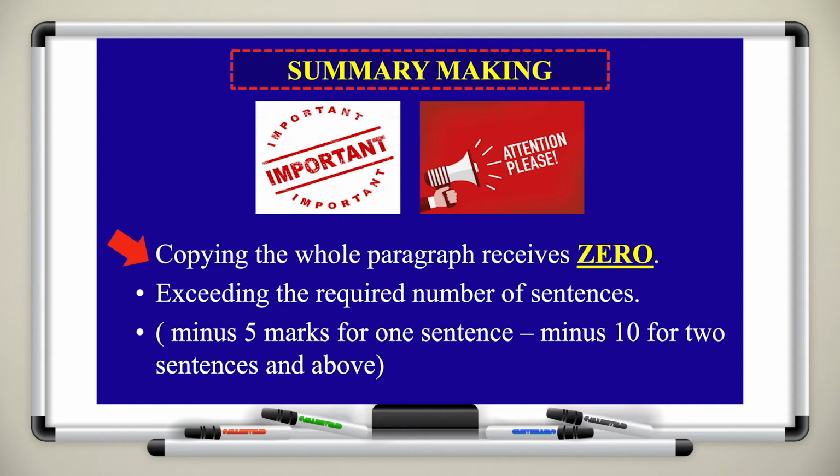Here are also some important information. Copying the whole paragraph receives a 0. Again, in the summary making question, you'll be asked to write 4 sentences, so you don't need to copy the whole paragraph. Exceeding the required number of sentences is also an important thing to pay attention to, and I'll explain why. You'll get -5 marks for 1 sentence. So if you write 5 sentences, you lose 5 marks. And you also lose 10 marks if you write from 6 sentences and above.